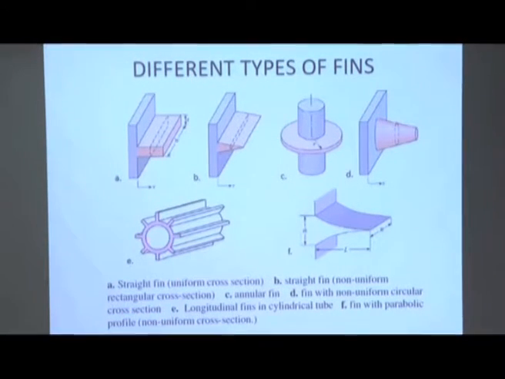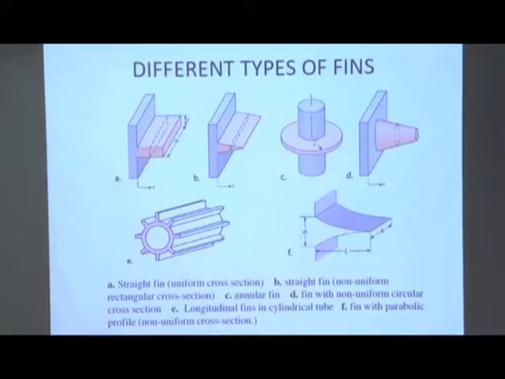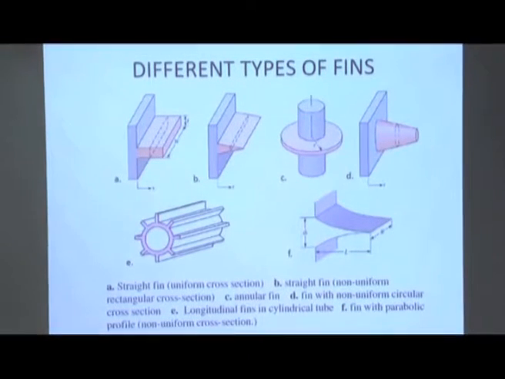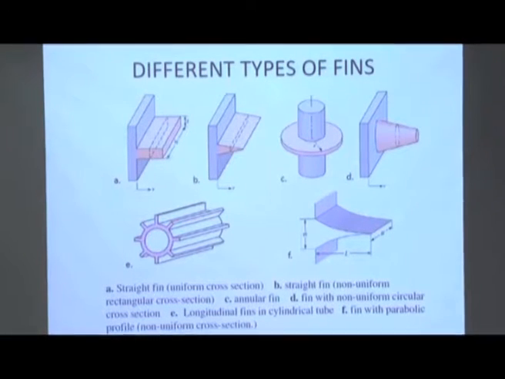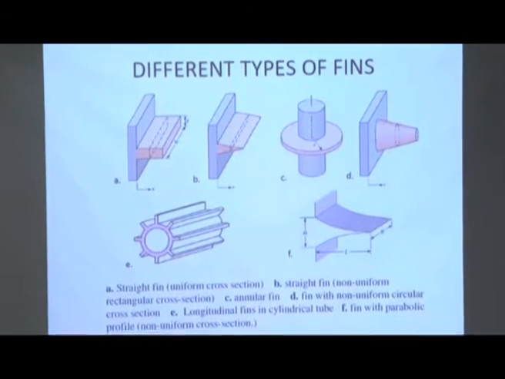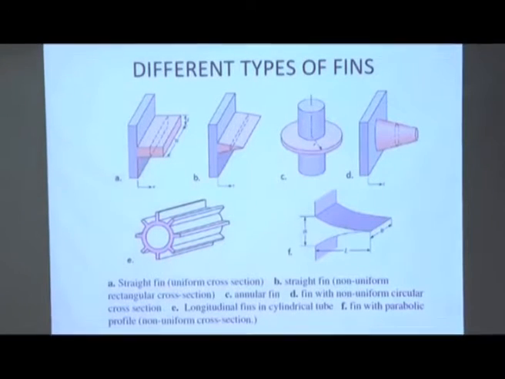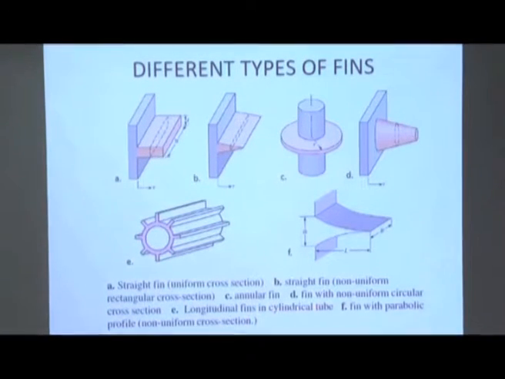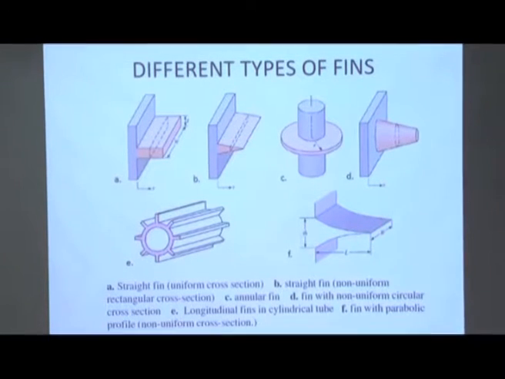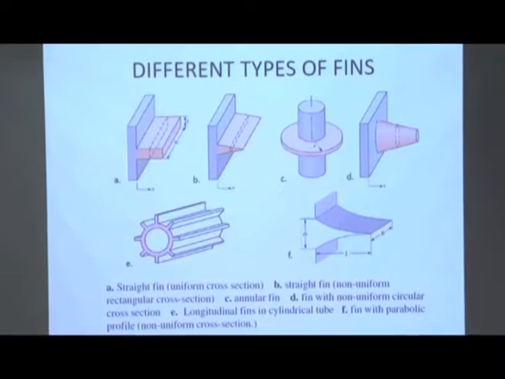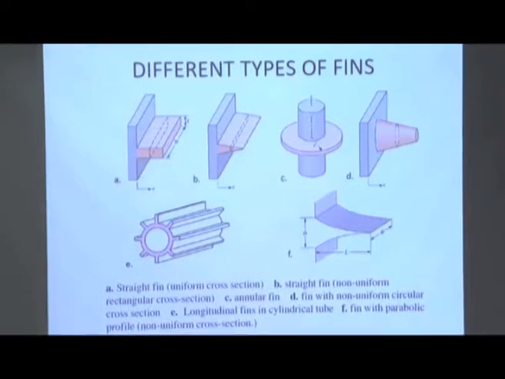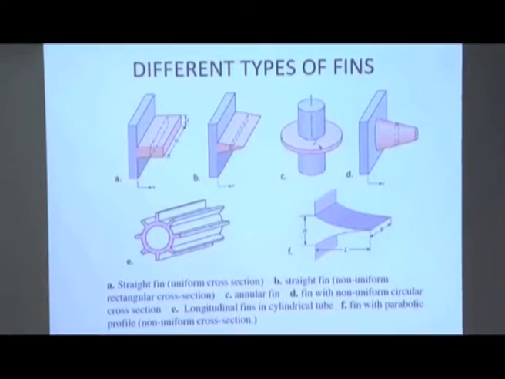This is the same thing in a cylindrical tube, where for all these cases the heat transfer from the base surface is enhanced by attaching these extended surfaces or fins. Here the fins are longitudinal, parallel to the axis of the cylinder. That's why this is known as longitudinal fins in a cylindrical tube. This is a fin of similar type, with a parabolic profile, non-uniform. So different types of fins are used. You can get this in any classical textbook, nothing great.